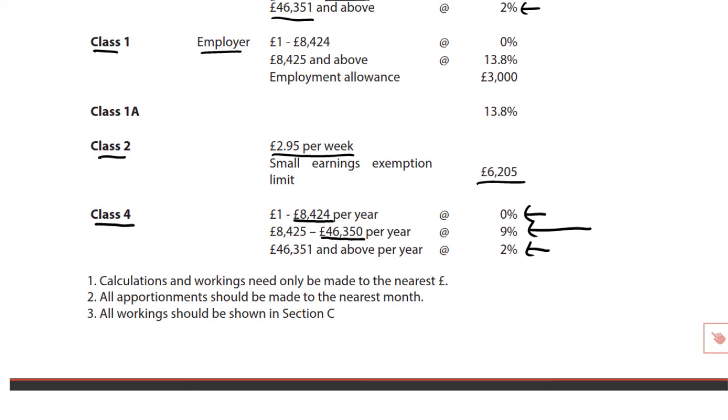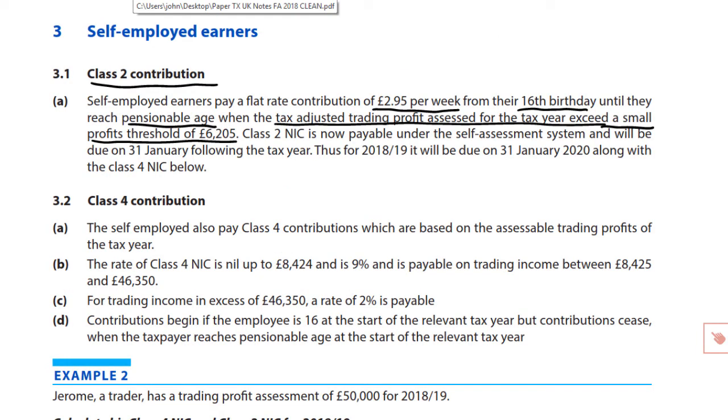Back to our notes. If therefore our individual, our self-employed, our unincorporated trader has been trading for the entirety of the tax year, and the tax-adjusted trading profit of that year, the assessment for the year, does indeed exceed the small profits threshold of 6205, then that means that 52 weeks at £2.95 per week will be payable.